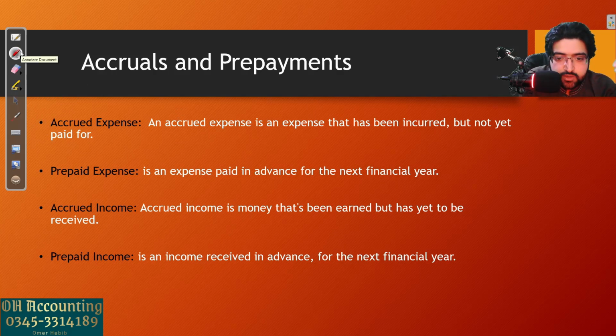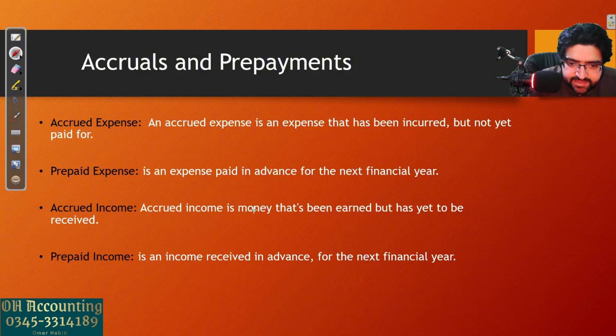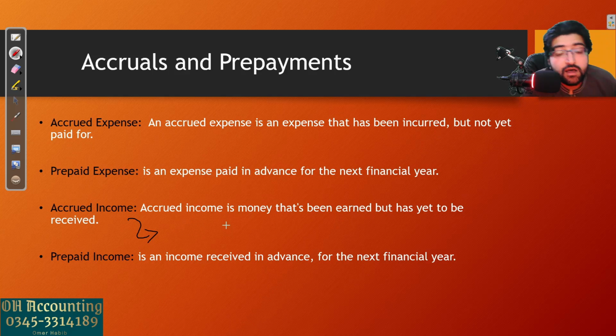Accrued income. Accrued income is, in simple words, let's not read this. Let me explain this in simple words. See, you have provided a service to someone, but you haven't received the payment yet. Let's say you have a car repair workshop. A friend sent his car to you. You did the maintenance. You also changed his oil. You did everything. You have provided the service, but you haven't received the money yet.